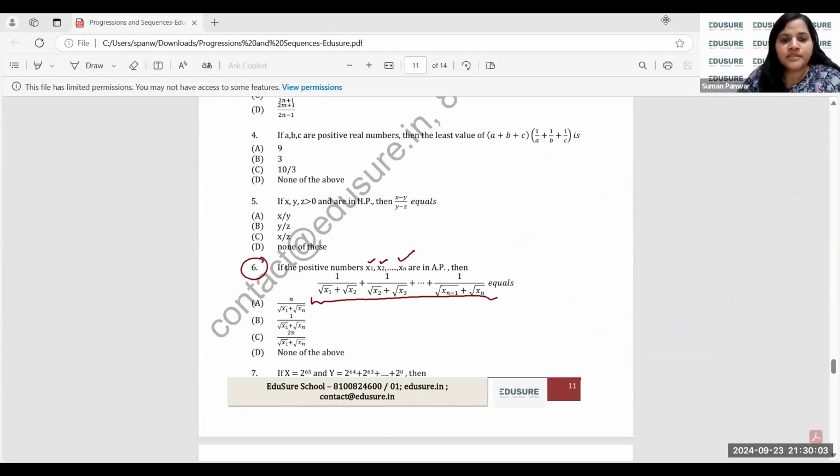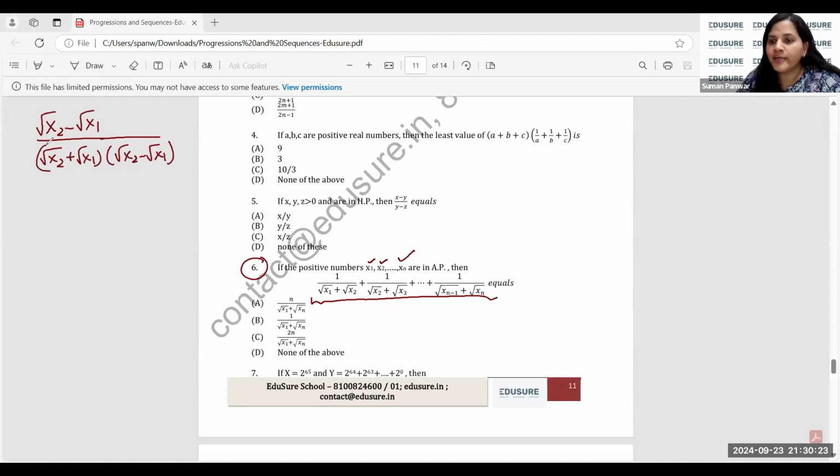So I multiply the first term with this. I multiply with root x2 minus root x1 in the numerator, and similarly in the denominator, I do the same thing. So look at the first term. The first term will be root x2 minus root x1, because (a plus b) into (a minus b) will be a square minus b square. So my first term is this.